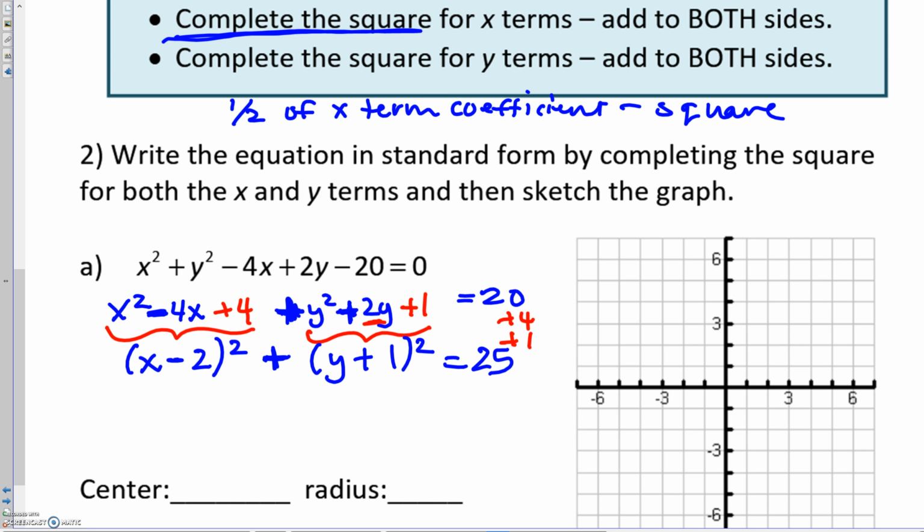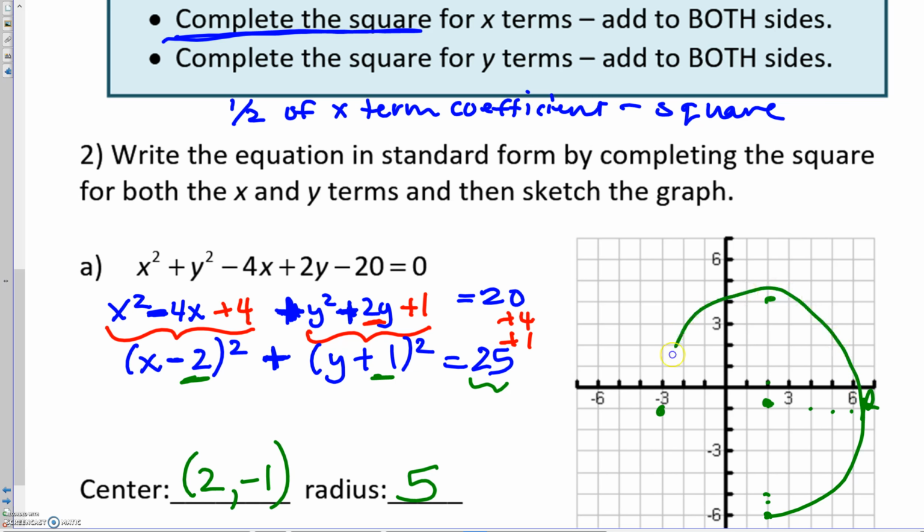So that means that my center from here is going to be 2, negative 1, minus a minus. And then my radius is going to be the square root of 25, which is 5. So when I go to graph it, 2, negative 1 with a 1, 2, 3, 4, 5 in each direction. So 5 radius. And then I will sketch that in there for that.